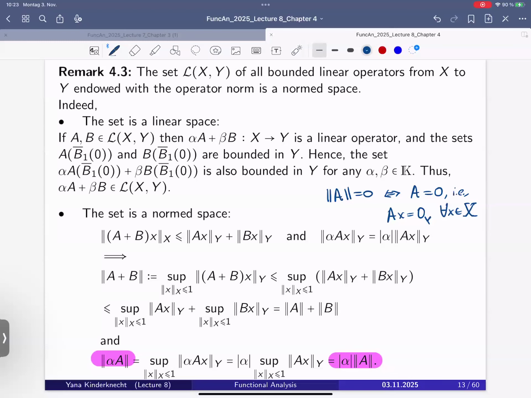Hence, all the properties which are required for the norm are satisfied. And hence the operator norm is really a norm. And hence, this set is a normed space.